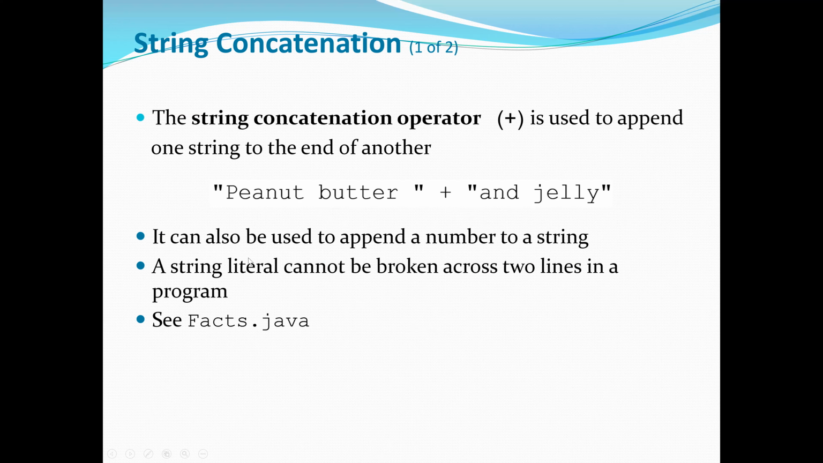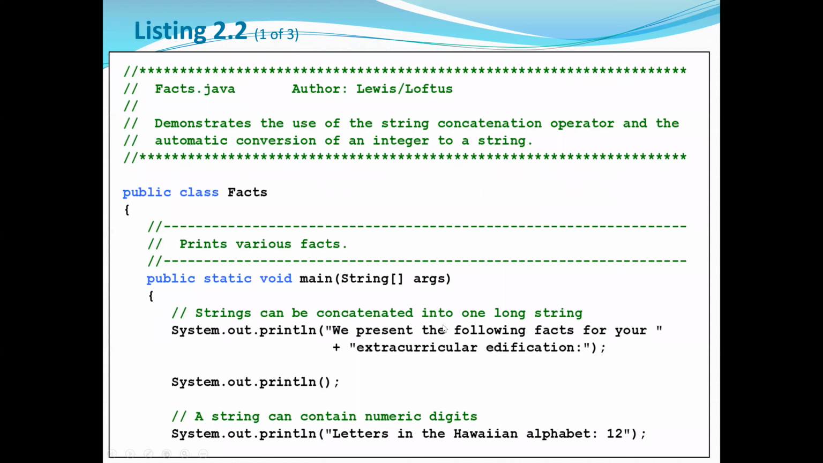Here we also said it can be used to append a number to a string. So if I have a number 9 and a string, as we said earlier, if the 2 items between the plus sign are values, then it's going to do addition. If one of them is a string, then it will join. If both of them are strings, it is also going to join. So let's see an example, Facts.java. In this program, again, our main class is Facts, so the file name is Facts.java. We have our main method.